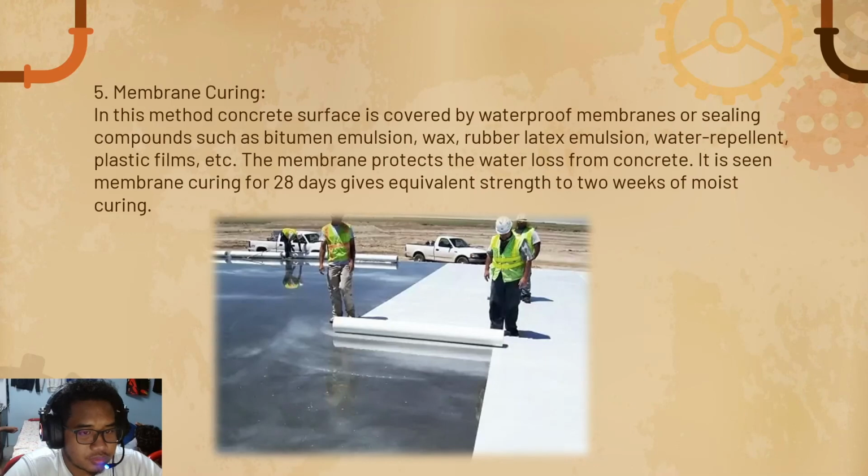For the fifth method, membrane curing. In this method, the concrete surface is covered by waterproof membranes or sealing compounds such as bitumen emulsions, wax, rubber latex emulsion, water repellent, and plastic films. The membrane prevents water loss from the concrete. It is said that membrane curing for 28 days gives equivalent strength to 2 weeks of moist curing.